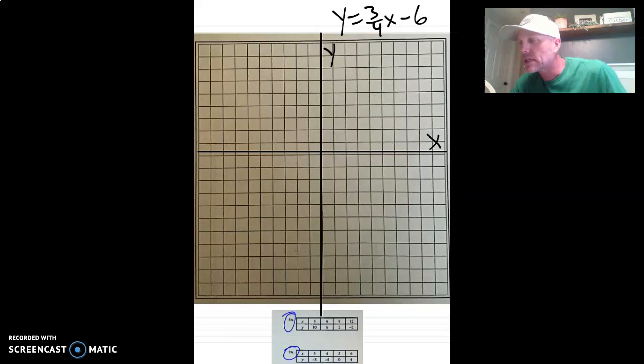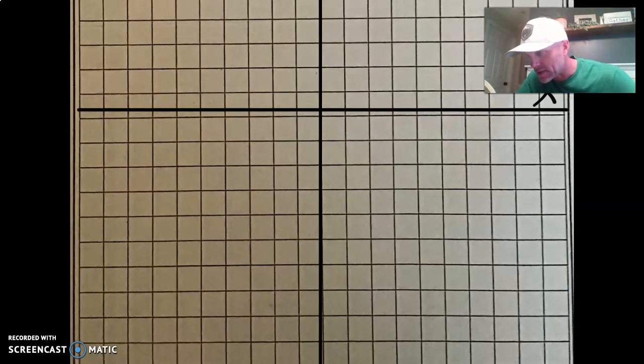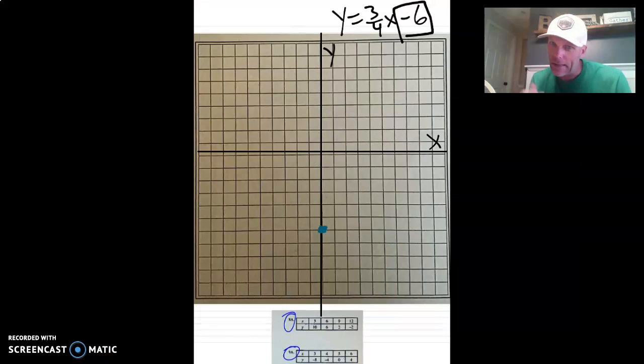Let's first look at the y. Remember, that is the b, the variable b, or the y-intercept is what I should have said. The y-intercept is at negative 6. So just start at the origin and go down to negative 6. 1, 2, 3, 4, 5, 6. So that line is definitely going to be on that dot somewhere.